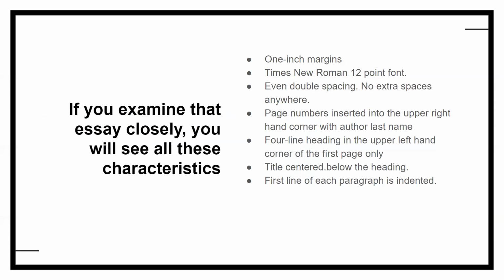If you examine that sample very carefully, you're going to see all these characteristics: 1-inch margins, Times New Roman 12-point font, even double spacing, no extra spaces anywhere. There are page numbers inserted into the upper right-hand corner with the author last name. There is a 4-line heading in the upper left-hand corner of the first page only. The title is centered below the heading, and the first line of every paragraph is indented.